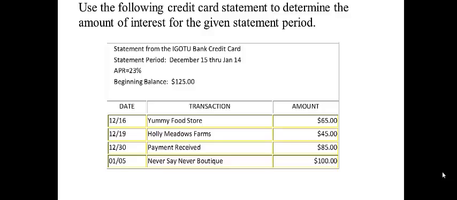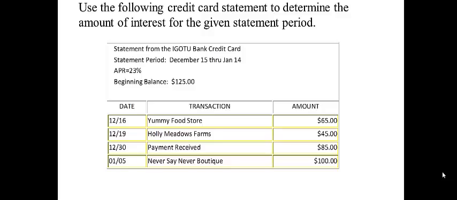Let's look at the question. Use the following credit card statement to determine the amount of interest for the given statement period. So we're assuming simple interest, which means I can use my I equals PRT formula because I want the amount of interest. So I need to figure out what is my principal. Now when I'm paying something back, my principal is, for example, a monthly payment on a mortgage. That's the same thing. Whereas in this case, it's the amount that I'm paying each month, for the time frame that I have.